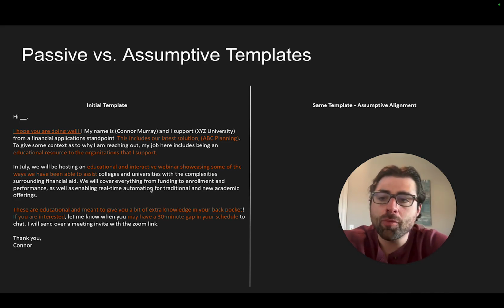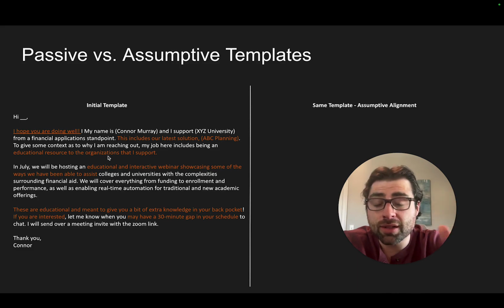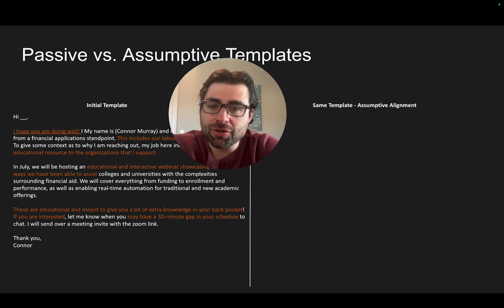Now, when I say it's not all bad, I do like this three-body paragraph format. It is relatively to the point. It's not too short. It gives them some context. So it's not terrible, but you could really improve it.